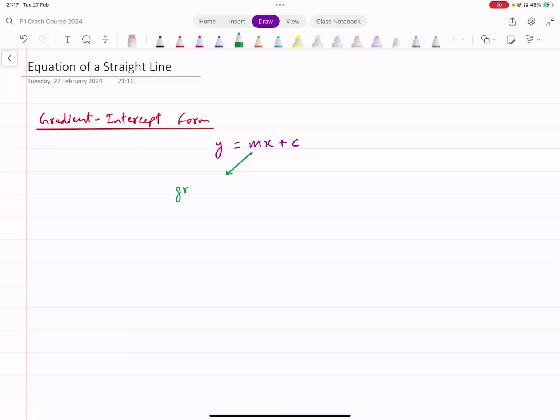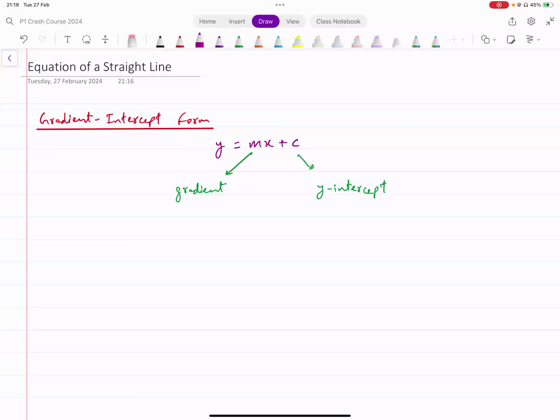M represents the gradient, and C represents the y-intercept. Okay, y equals mx plus c. This is the equation of a straight line. M represents gradient and C represents the y-intercept.